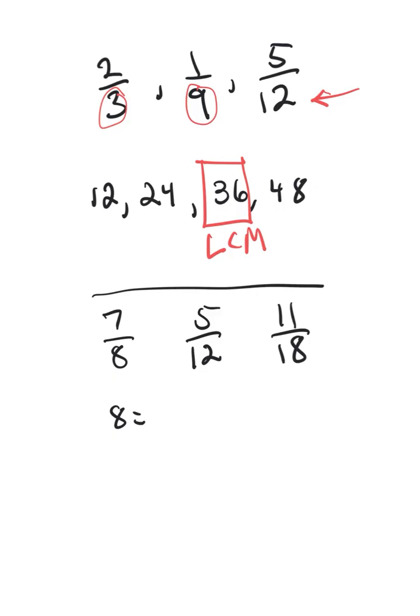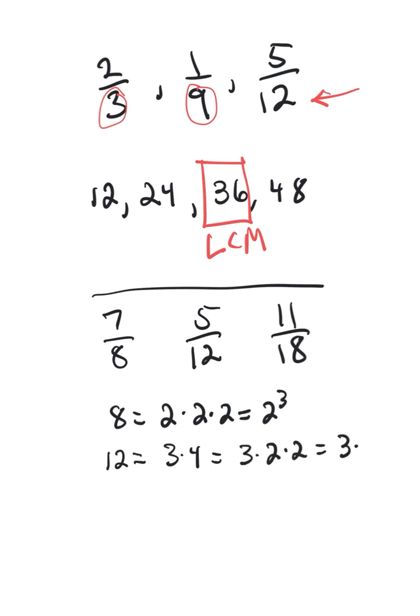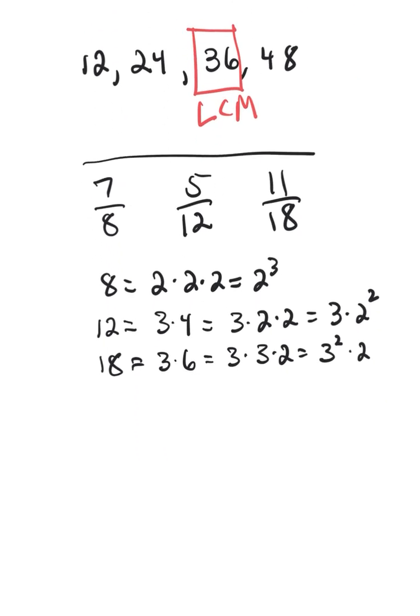So 8 could be broken down as 2 times 2 times 2, or 2 cubed. 12 is 3 times 4, and that 4 can be broken down even further, so 3 times 2 times 2, or 3 times 2 squared. 18 is 3 times 6, but the 6 can be broken down as 3 times 2. So 3 times 3 times 2, or in other words, 3 squared times 2. So those are the prime factorizations of each of those.